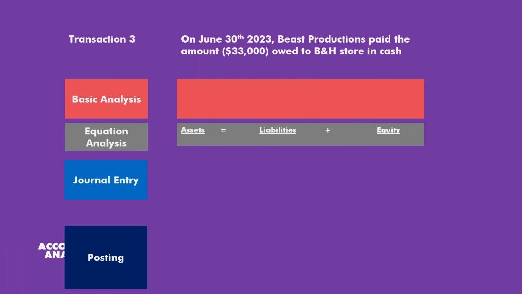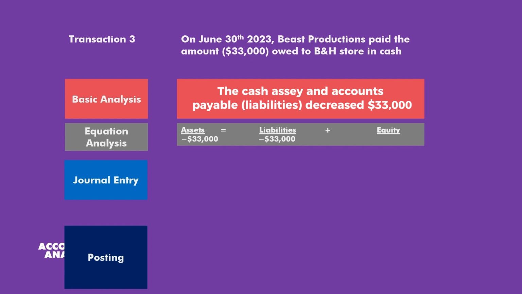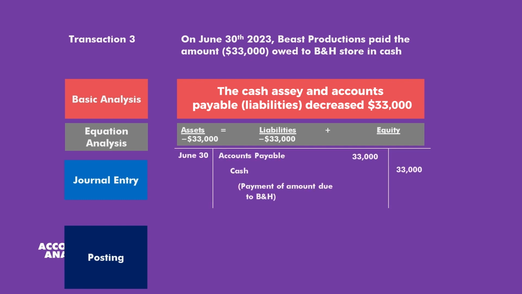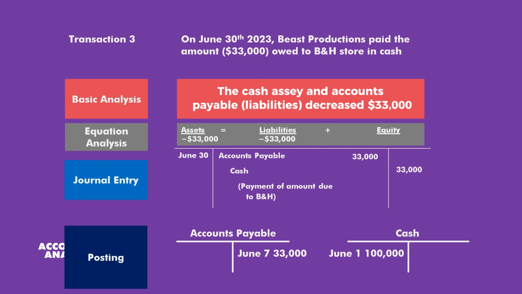The third transaction. On June 30th, 2023, Beast Productions paid the amount owed to B&H store in cash. Here, a cash payment has been made, and we no longer owe money to B&H, so cash and accounts payable decreased by $33,000. We debit accounts payable and credit cash. In the last step, we update the accounts payable and cash T accounts with the recent journal entries.